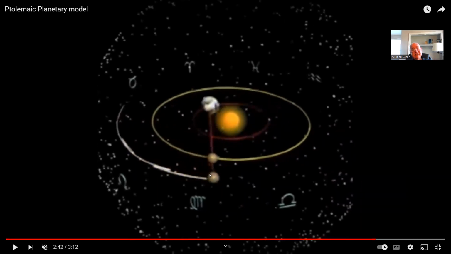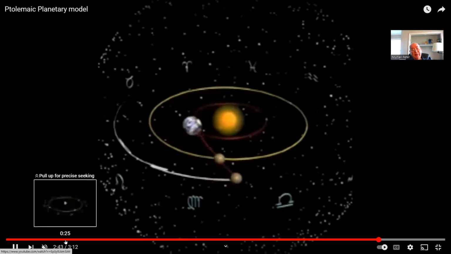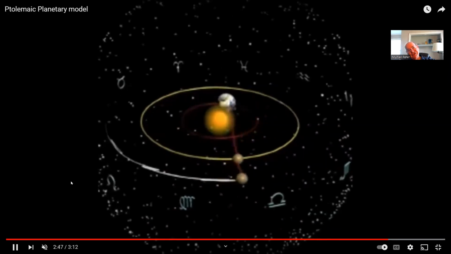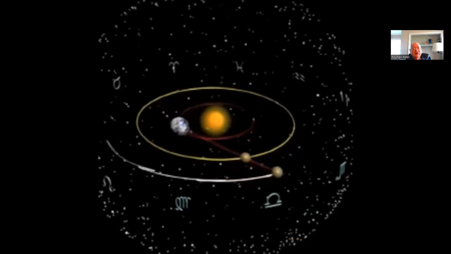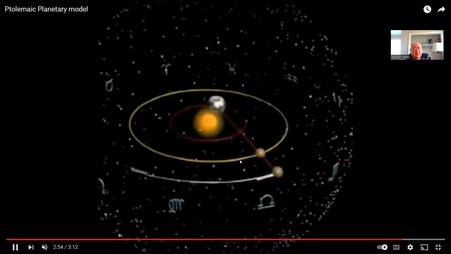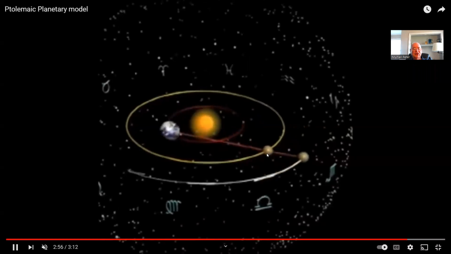Since we see, again, we only see the projection against the sky as the Earth moves around. It gets a different perspective on the planet Mars. And the planet Mars seems to go backwards right there because the Earth is passing it by. A beautifully elegant solution of Copernicus, and the planet does not rock back and forth at all.